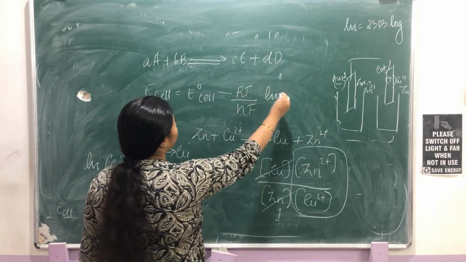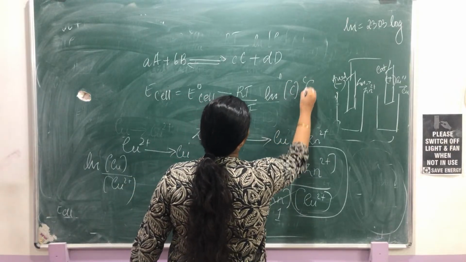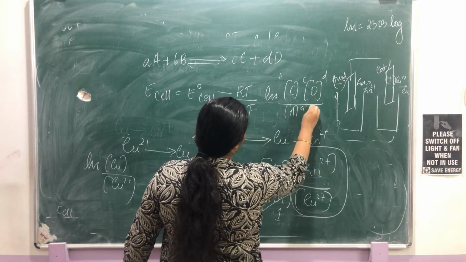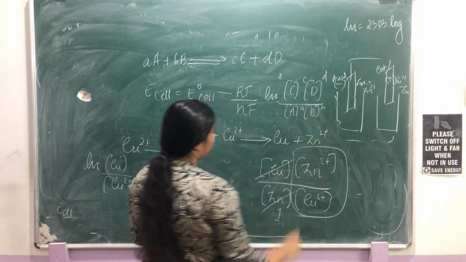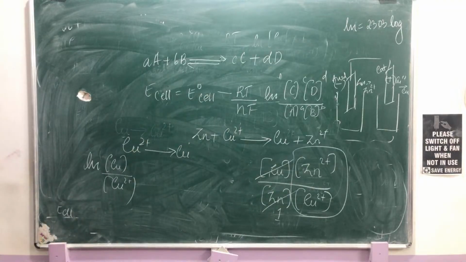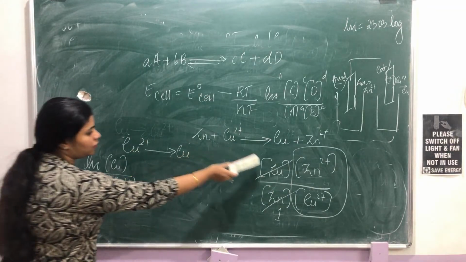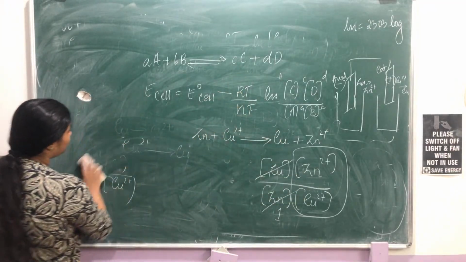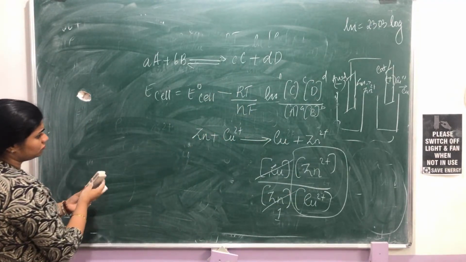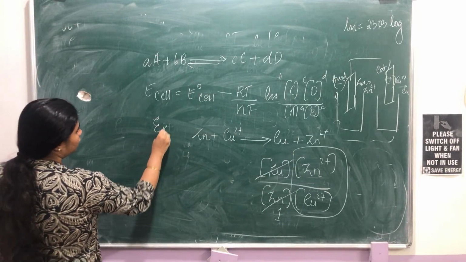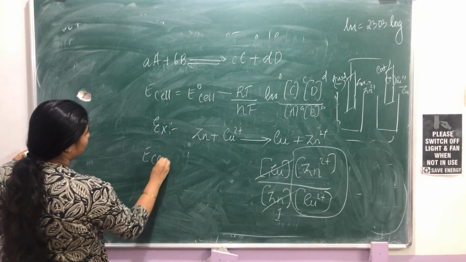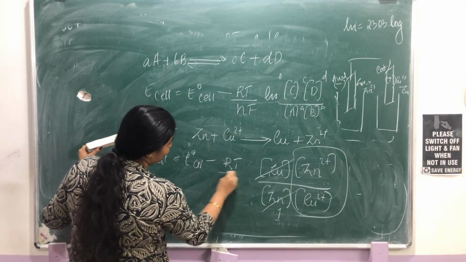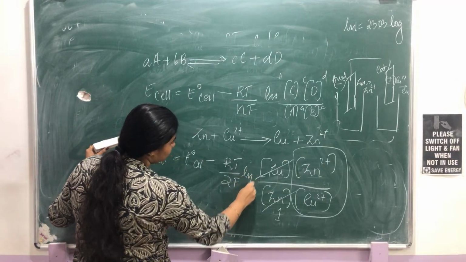So how will you write it here? You will write it as C to the power c, D to the power d, A to the power a, B to the power b. This is not needed. Write whatever I have written at the top. If you want, you can write how that reaction has come. If this was written in this form, write it as an example: E cell is equal to E naught cell minus RT by 2F ln.